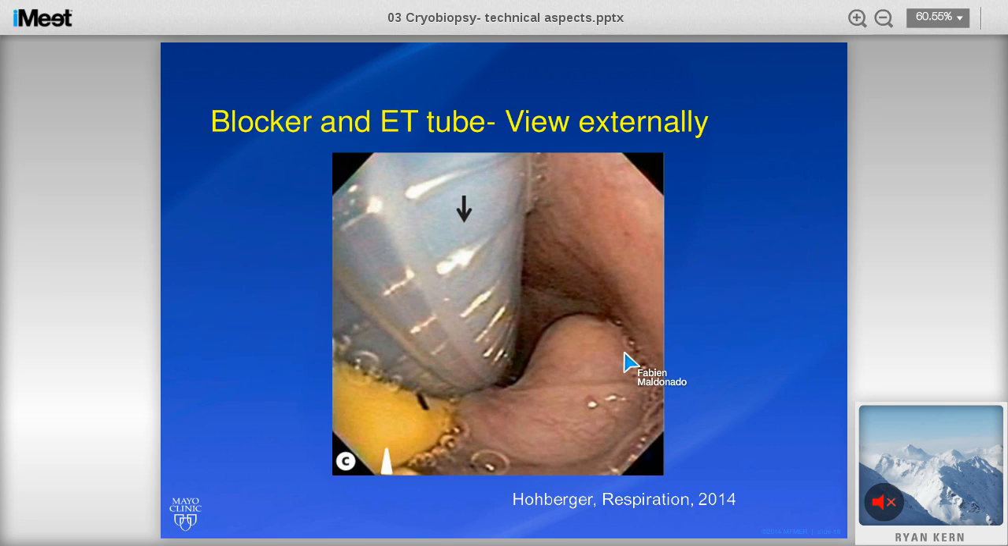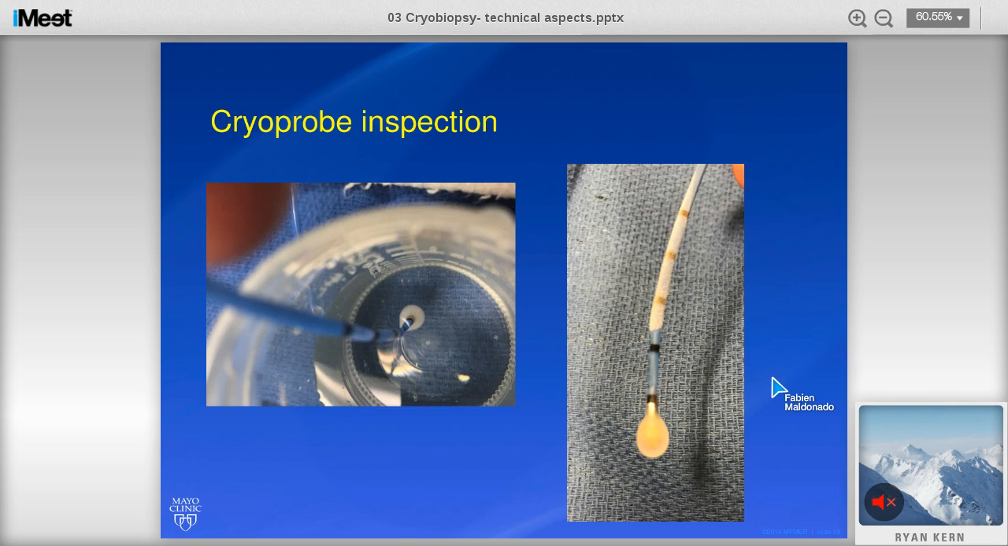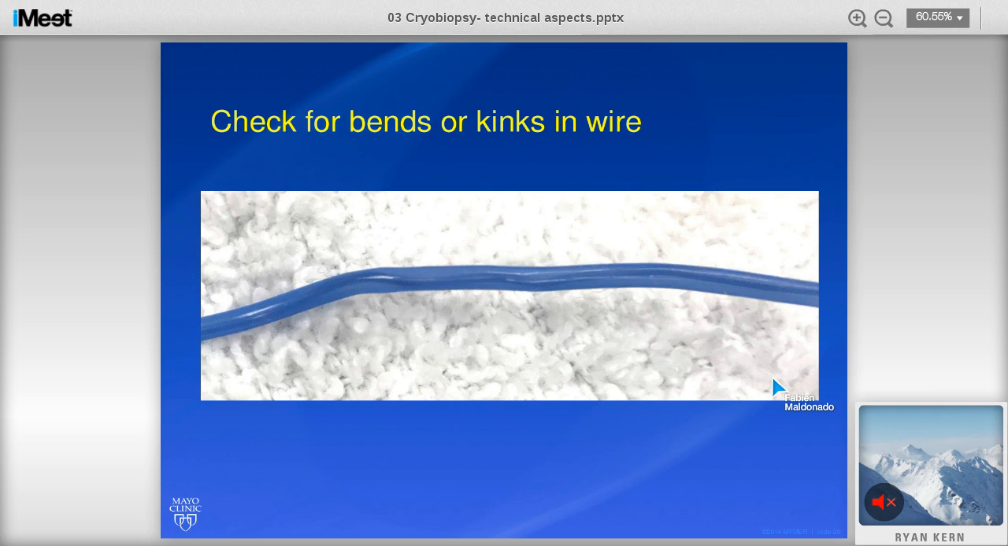This is just a view from the larynx side. So you can see the arytenoids here, and here's the blocker coming in external to the ET tube. Next slide, please. Then we inspect our cryoprobe. We give it a good freeze. We want to make sure that we get a nice ice ball that forms pretty quickly, as I think most of you know. Next slide, please.